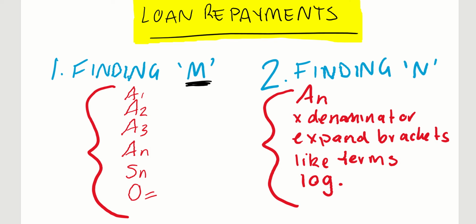Hey guys, welcome to video number 6 of 6 on 6 things you need to know to get a band 6 in advanced maths, or otherwise known as just mathematics, for the 2019 exam. Finally, we are looking at loan repayments.